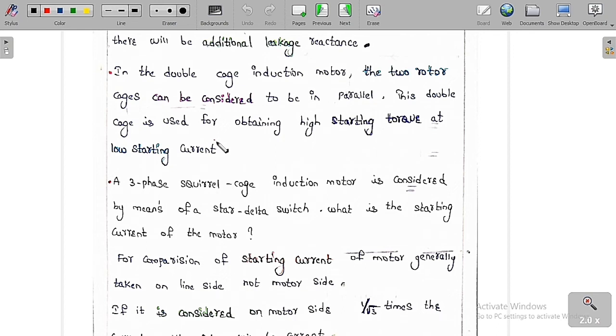If you take the outer cage, the area is very small, like a circular fashion, whereas the inner cage has a higher area, like a rectangular fashion. Area is lesser means the resistance is very high. So the starting torque of the outer cage is much higher when compared to the inner cage, and the current is also very low at the starting condition.